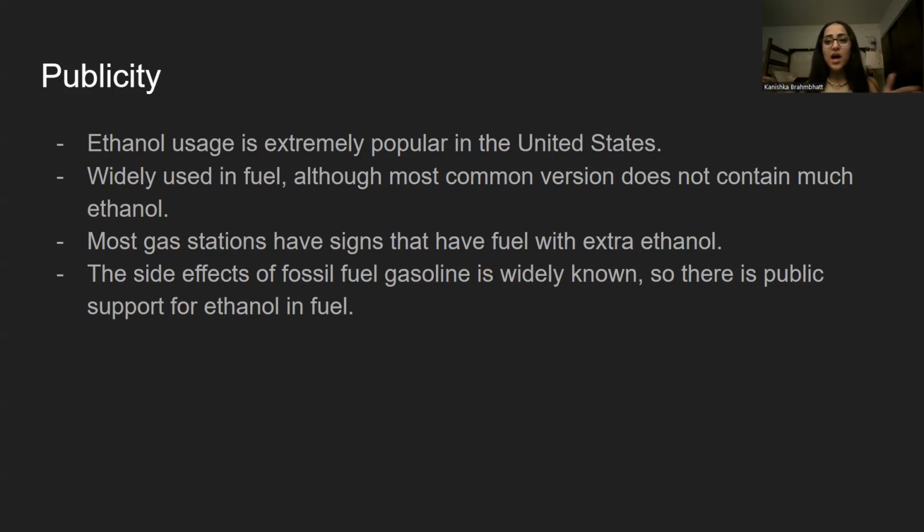And most gas stations have signs that say premium gas, which has more ethanol. And so most people are also educated and know about ethanol in the gas that they put in the car. And the side effects of fossil fuel gasoline are also very well known. So people are very educated about it, so they will also actively choose to use ethanol.